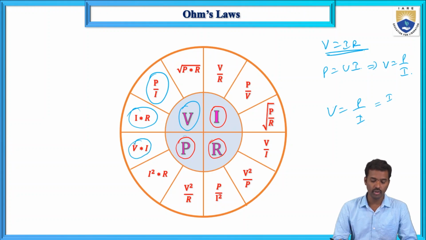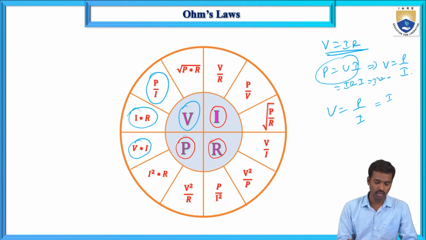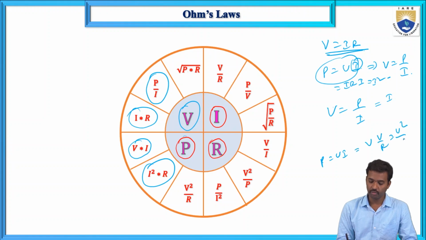P equals V into I. So P equals V into I, this one is okay. And V equals IR, so P equals I into I, that equals I square R. This one is okay. Now here I equals V by R. So now P equals V into I, which means V by R into V, that equals V square by R.